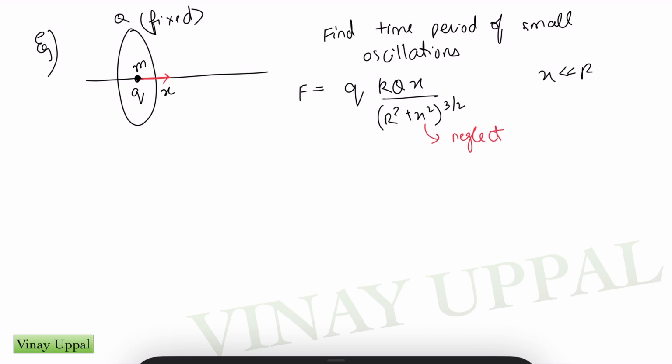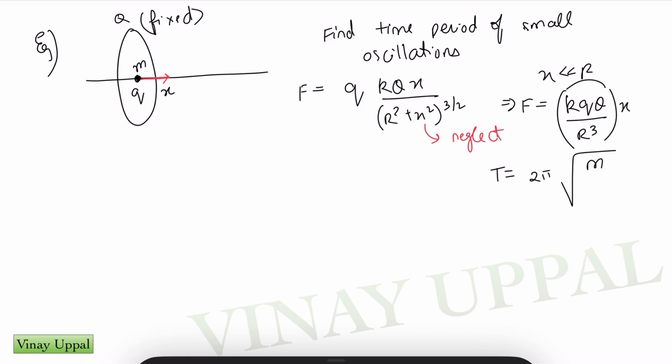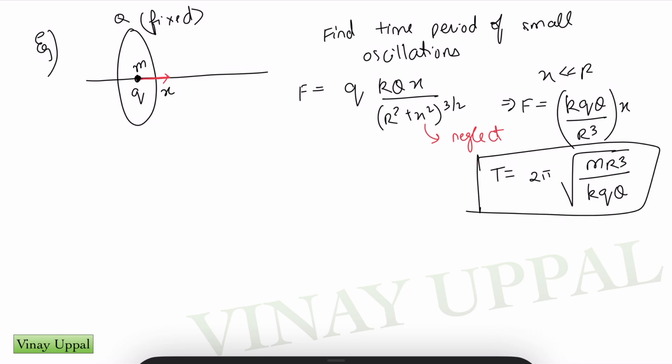and therefore the force will come out to be. So you can see for small displacements, the force is proportional to x, and therefore my time period would simply be 2 pi root m by k equivalent, and the k equivalent is the constant of proportionality between force and x. So this will be m r cube divided by k q q. So this will be your time period. So it's a straightforward question. You just have to know what to neglect.